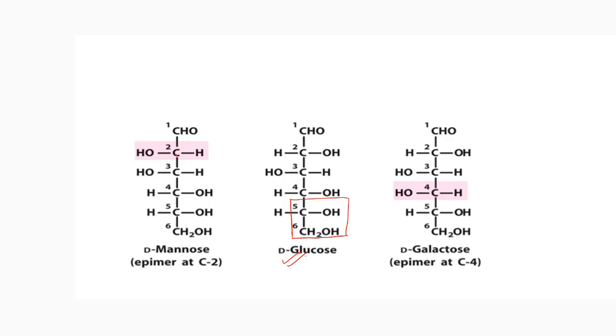Okay, so this is the second carbon. You can see the OH on the second carbon on the left hand side, here right hand side. So this is what the epimers at carbon 2 are. And at carbon number 4, you can see right hand side, left hand side. That is also an epimer. So galactose is the epimer at the C4 position, and mannose is the epimer at the C2 position.